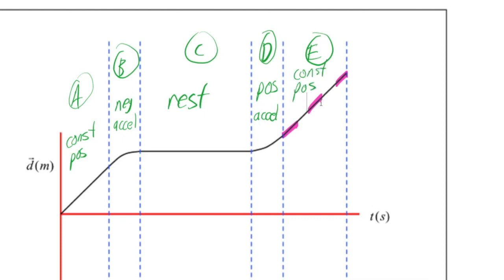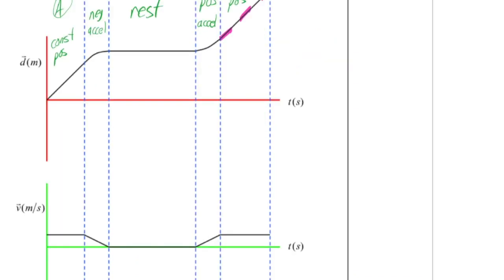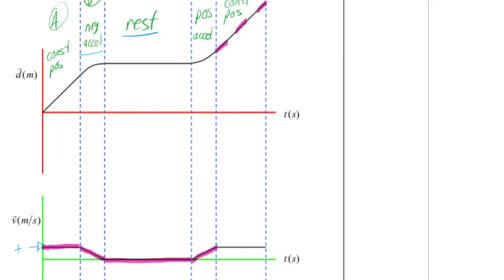So let's see what that's going to look like. On our V versus T, we have constant positive motion, and there we have it. The speed or velocity in this section is positive. Then we had negative acceleration, and there we have it. Negative acceleration down to rest. The next section is rest, and rest is what we have. Next, we have positive acceleration, and then constant positive motion.